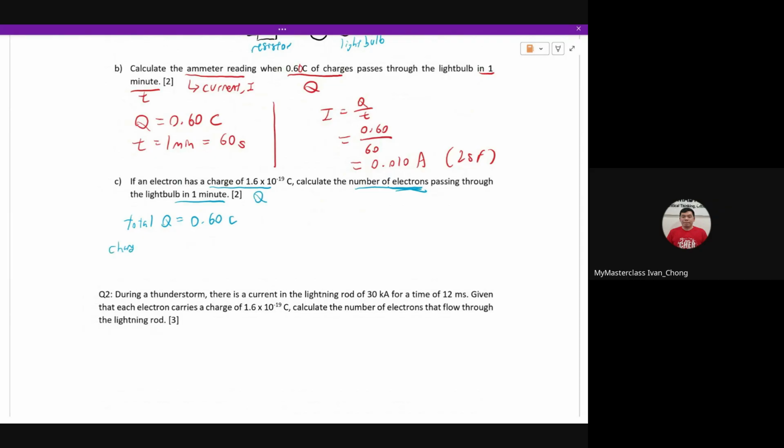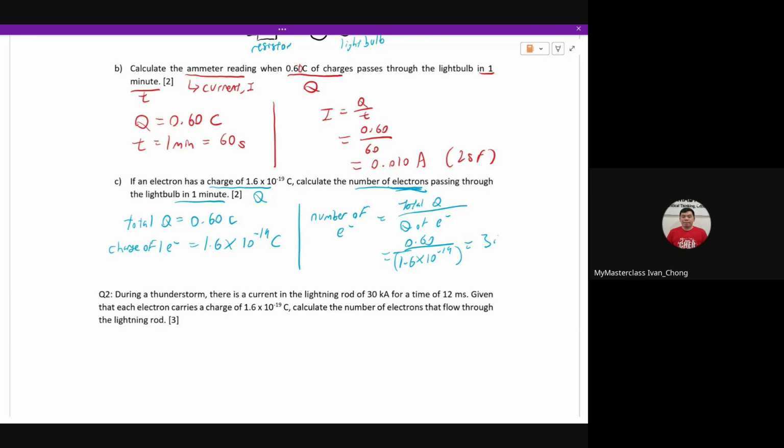The charge of 1 electron is this very, very small number. If you never notice, this is 10 to the power minus 19. It's extremely small. So you want to find the number of electrons. All you need to do is take total charge divided by charge of electron. So I'm just going to take 0.60 divided by this very, very small number, not large. So if you do 60 divided by 3.6 times 10 to the power minus 19, because you notice there's a times below, it's a good habit to always put a bracket so that you don't make any mistakes.